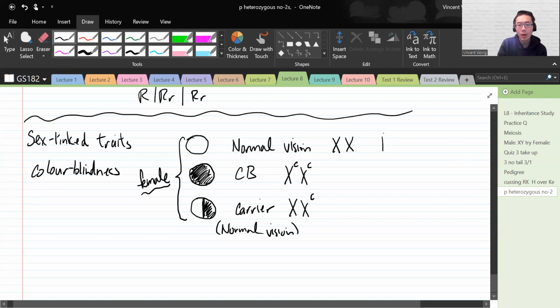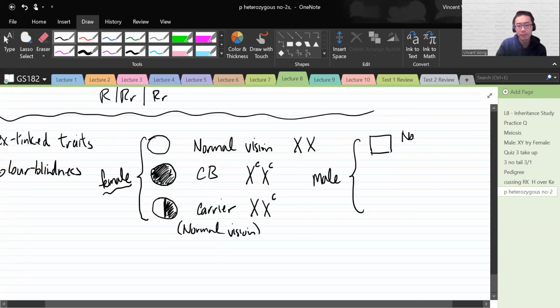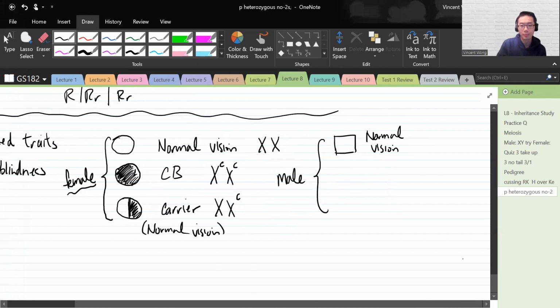Okay, what about a normal male? What's the genotype of a normal vision male? Anyone? Help me out here, please. I'm feeling terrible. I feel like I'm not teaching you guys properly. Tell me, what is the normal vision male?